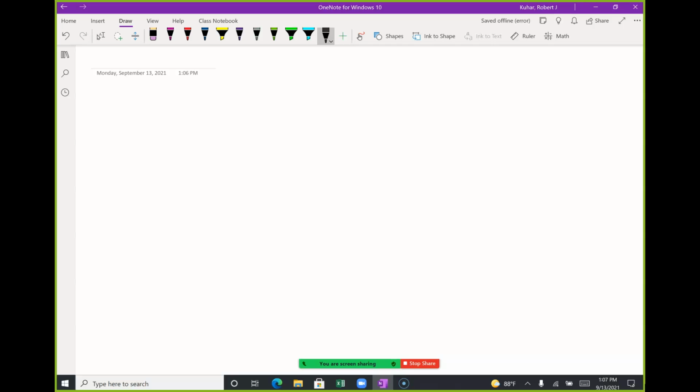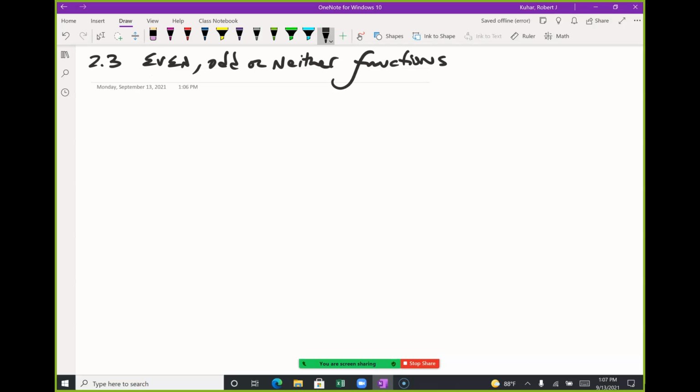Okay, even and odd functions. So this is 2.3, even, odd, or neither. And there's something about this property of functions, and that's probably something I left off my list, right? I had asymptotes, intercepts, points, domain and range, and then I could talk about symmetry. So symmetry of functions.